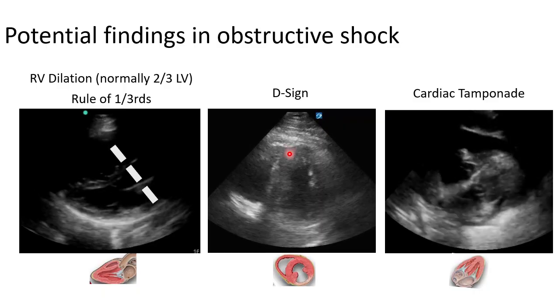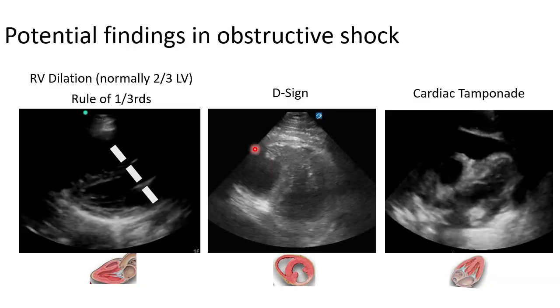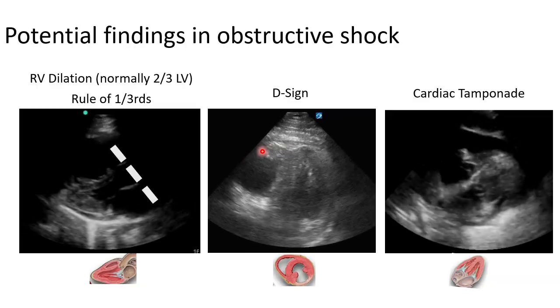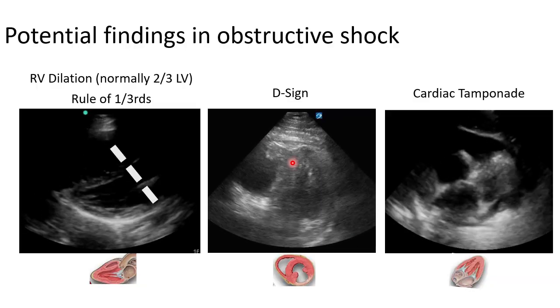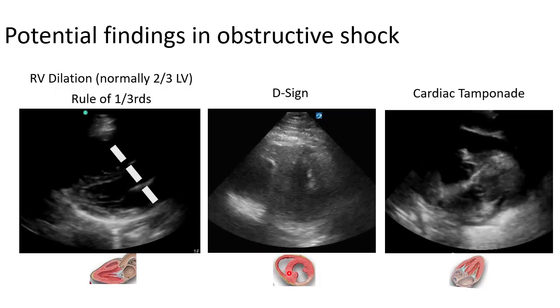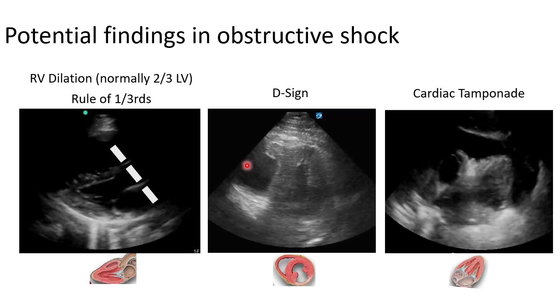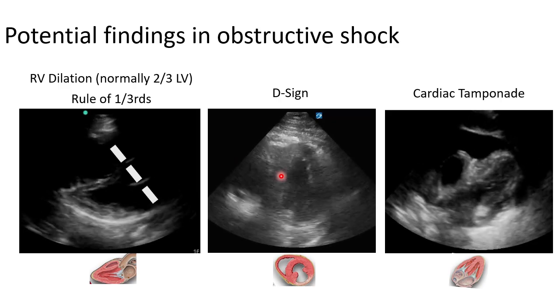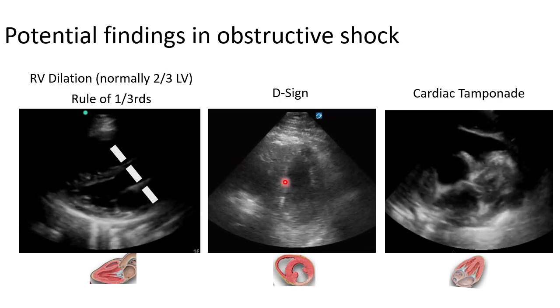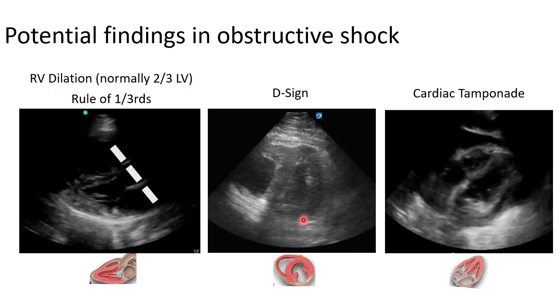You also might see or hear the term D sign. So this is a parasternal short axis view. This is the LV. This is the RV. It's supposed to look like this. The pressures on the right side of the heart are pushing in here, or creating what looks like a D on the parasternal short axis view.